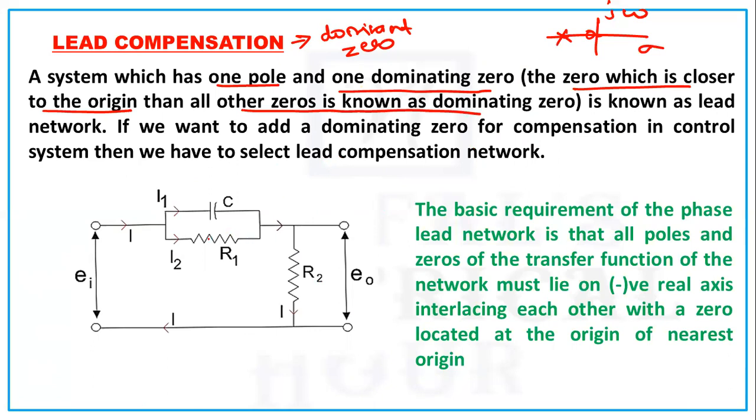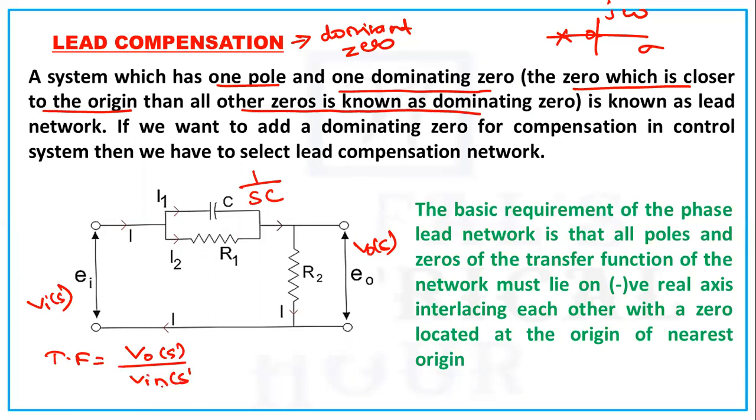If you have to add a dominating zero for a compensation control system, then we have to go for the lead compensation network. Okay, so this is the basic diagram of a lead compensator. So if Vi is the input, then the output will be V out of S, and the capacitance in Laplace form will be 1 by SC, and R1 and R2 will have the same Laplace form. So the transfer function will be V output of S by V input of S.